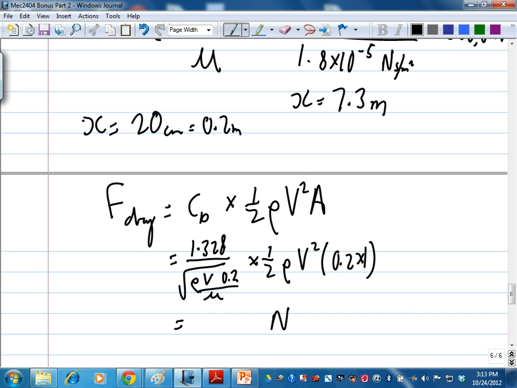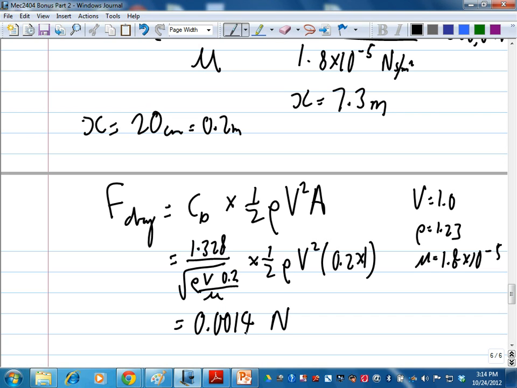Okay, in this case, V is still 1.0, rho is 1.23, mu is 1.8 times 10 to the minus 5. Is that alright? Okay.